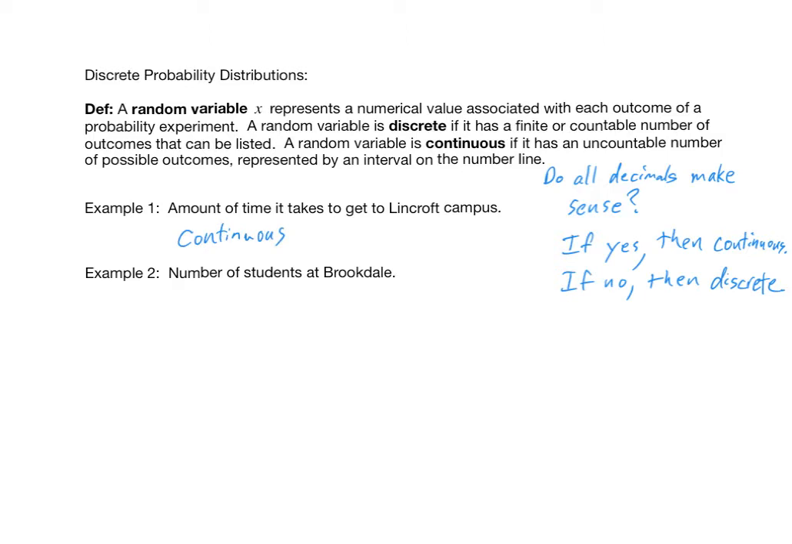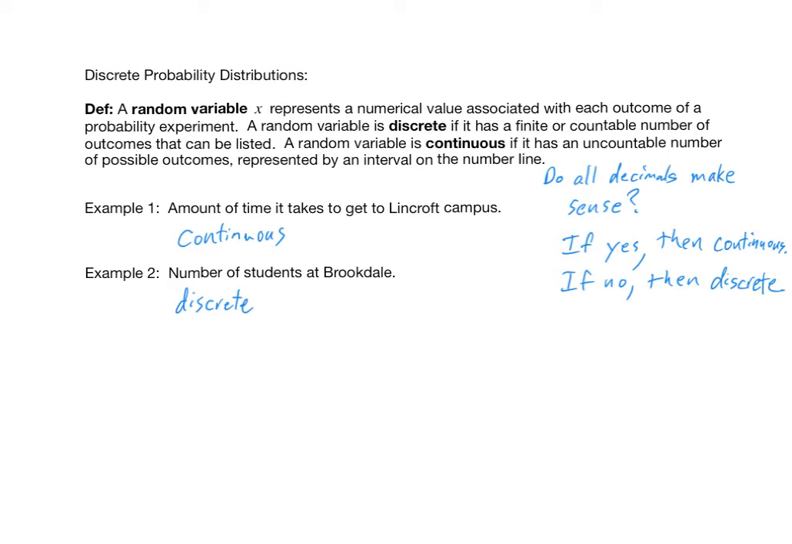The second one, how about the number of students at Brookdale? Do decimals make sense in this scenario? Could we have 13,122.3811 students? That makes no sense. The only counting numbers are the number of students at Brookdale. Hence, this is a discrete variable.